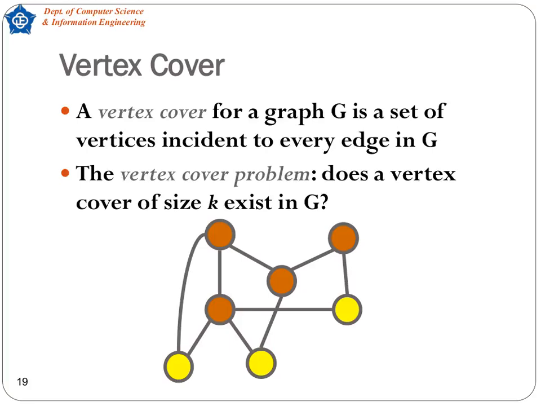In the illustration, the orange nodes form a valid cover, since every edge connects to at least one orange vertex. The yellow nodes lie outside the cover. This decision problem is a cornerstone of complexity theory and has practical applications in network security, resource allocation, and beyond. Next, we'll explore the Hamiltonian cycle problem and see how it builds on what we've learned here.